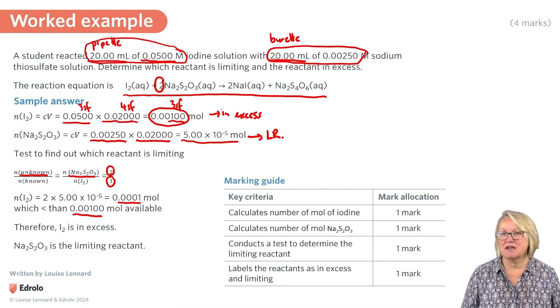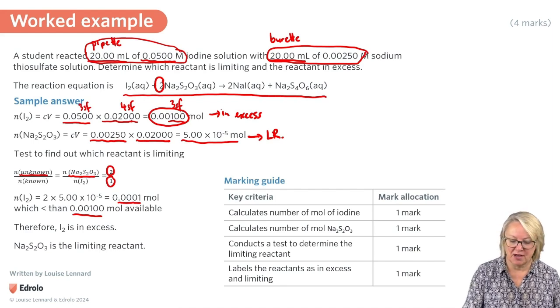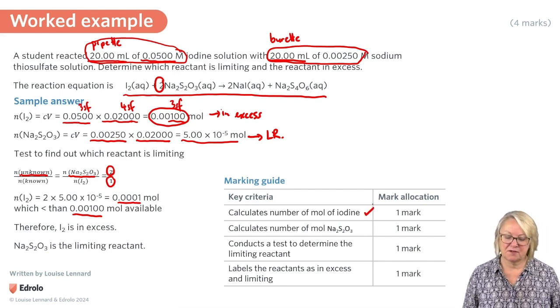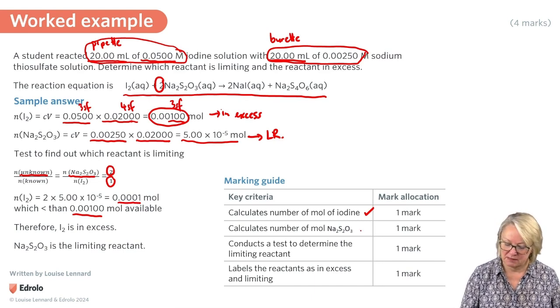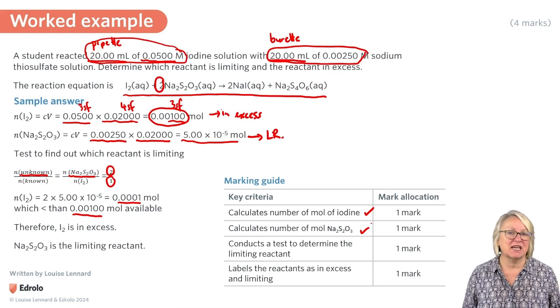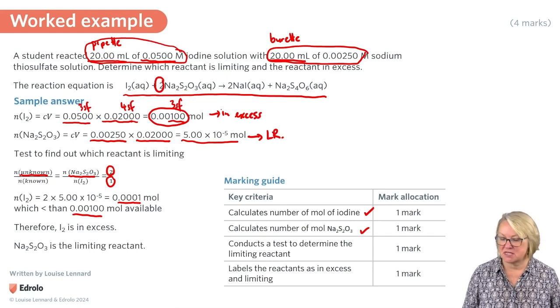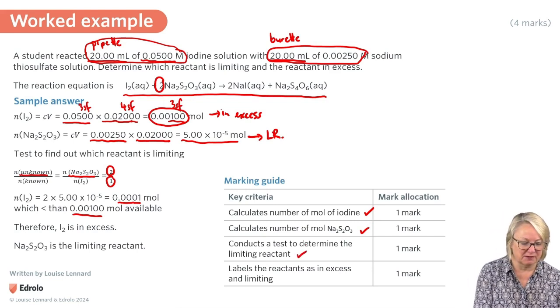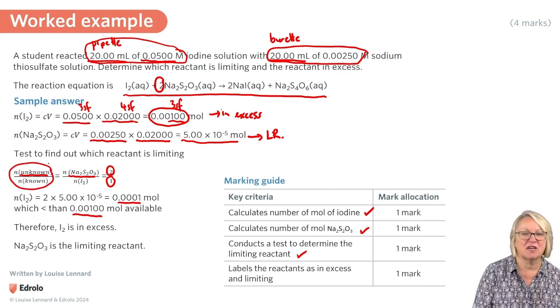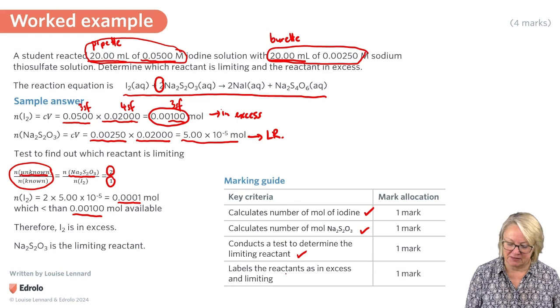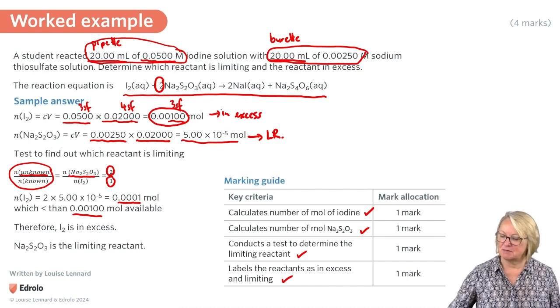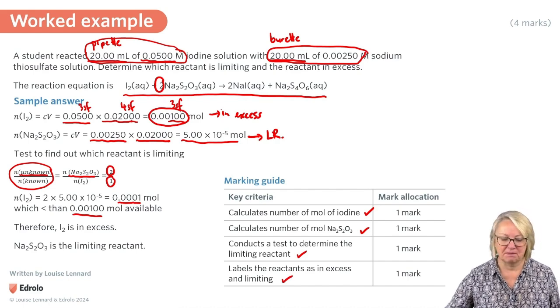Okay, so there's 1 mark for calculating the number of mole of the iodine, 1 mark for calculating the number of mole of Na2S2O3. There's 1 mark for conducting a test to determine the limiting reactant. That was our number of mole of the unknown divided by number of mole of the known. And a final mark for labelling the reactants either as being the reactant in excess or the limiting reactant. So that's where the 4 marks come from.